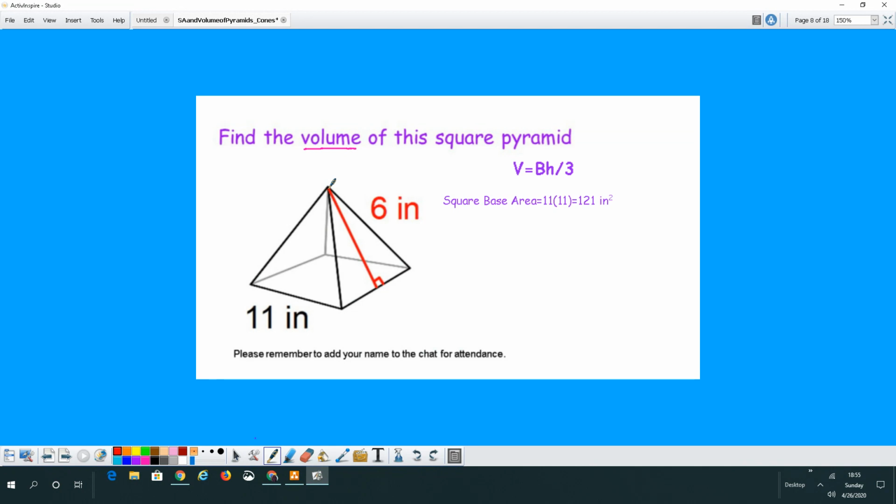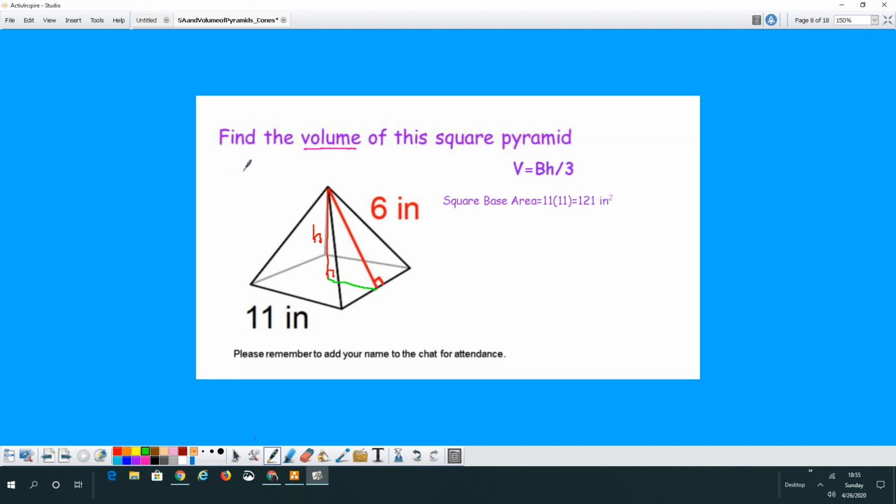And the height is that distance between the vertex perpendicular to the base. So this is our height right here. I'm going to write that in with an H. And to find the height, we're going to have to use something that you all are very, very familiar with. We're going to connect this up over here and notice the shape that makes. It actually makes a right triangle.